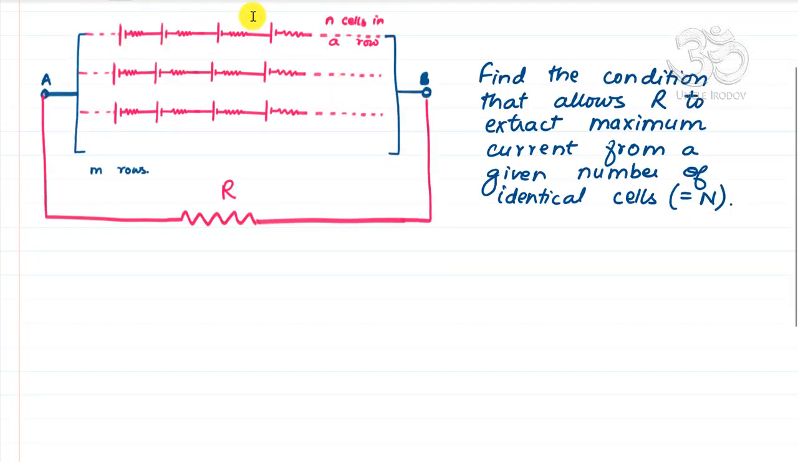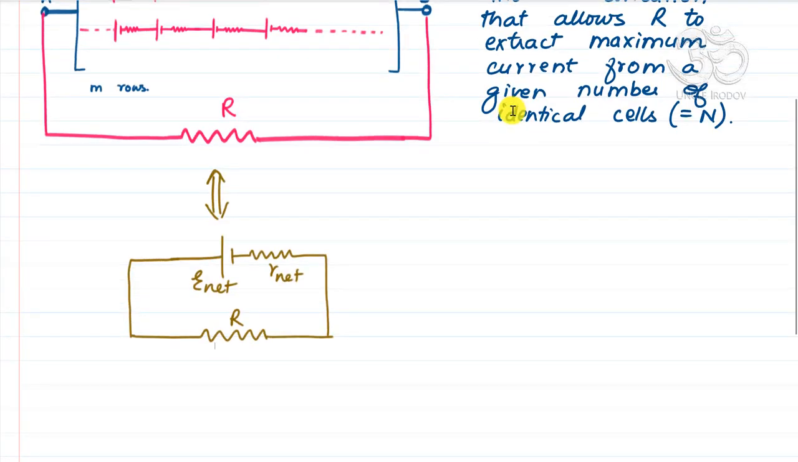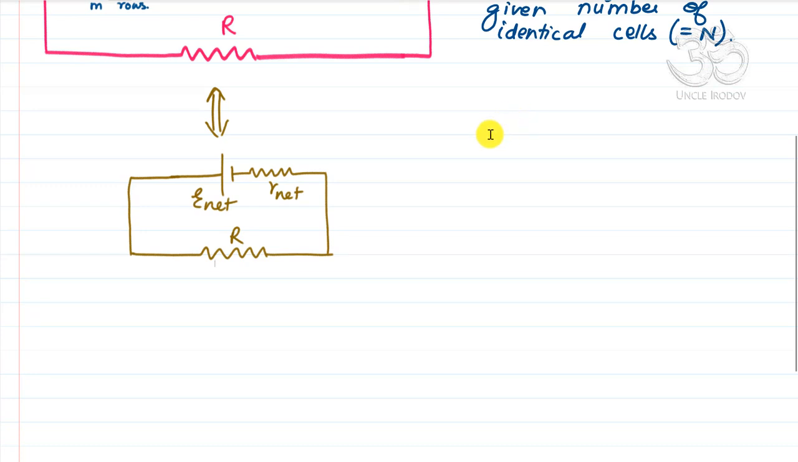We would like this entire circuit of n cells in a row and m rows to act like one single battery. So what we are going to do is say that this entire circuit is equivalent to some E net with some R net and an external resistor R. And we want to figure out what is this E net, what is this R net, and then we want to figure out the value of current in the circuit, and then we want to solve for it. And then we want to maximize that current really.